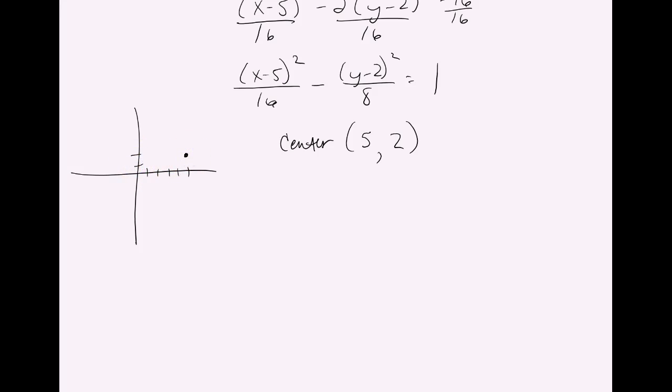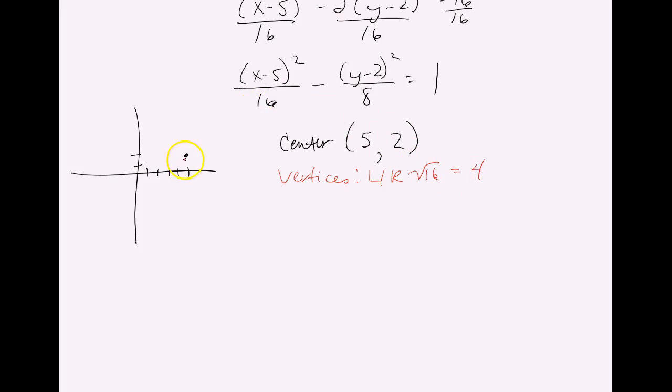Beautiful. Now we already talked about the whole side to side thing. We know it's going to go side to side, and as far as where you start, that's still called your vertices. And to get your vertices, you need to go left and right the square root of 16, which is 4.